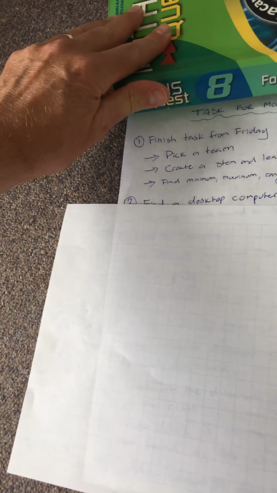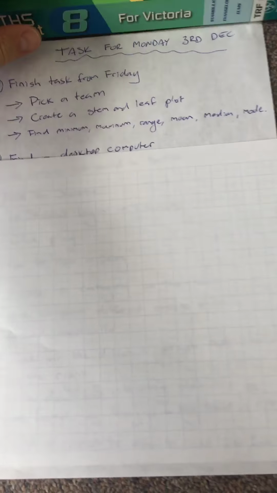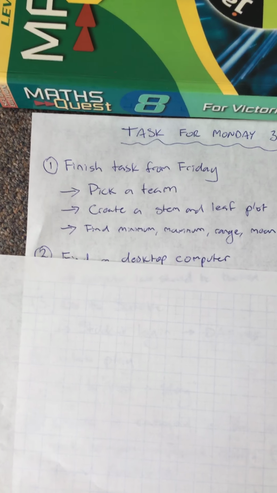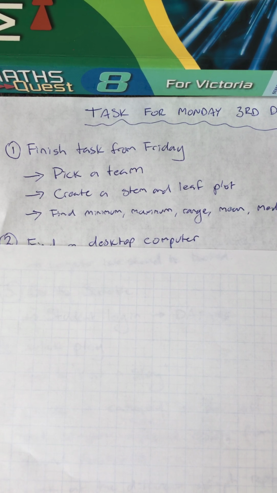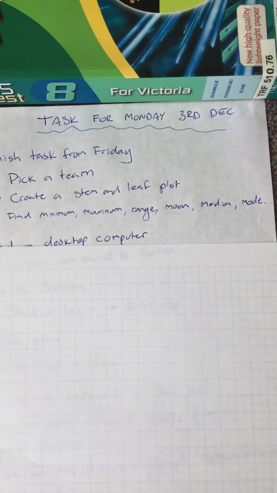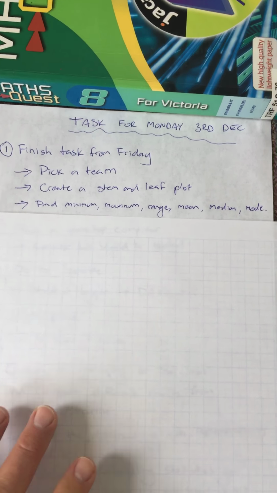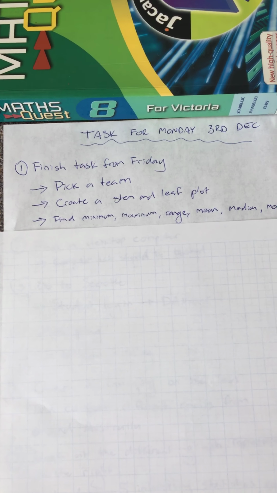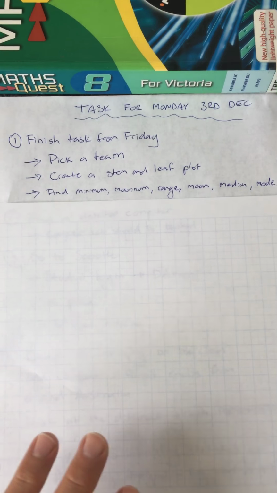So for today's task, if you haven't actually finished the task from Friday where you had to pick a team, create a stem and leaf plot, and find the minimum, maximum, range, mean, median, mode, or the M words, then I'll get you to finish that. There are some semi-completed posters at the front of the classroom.